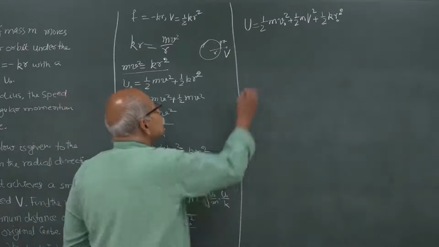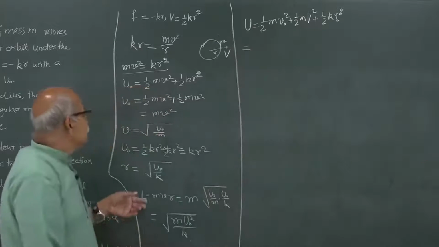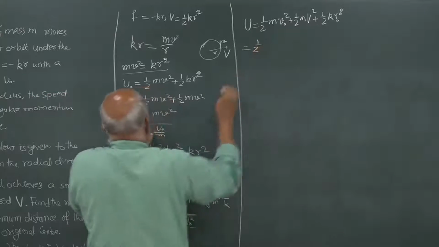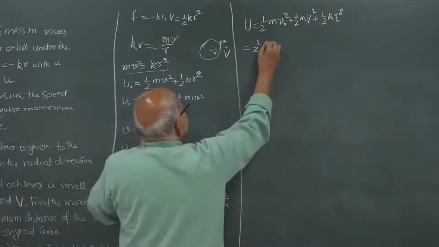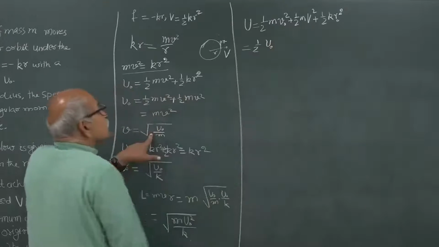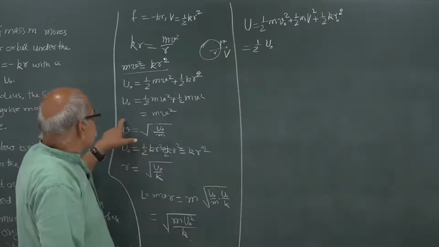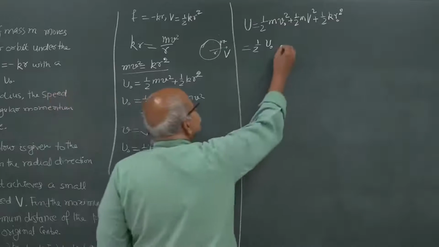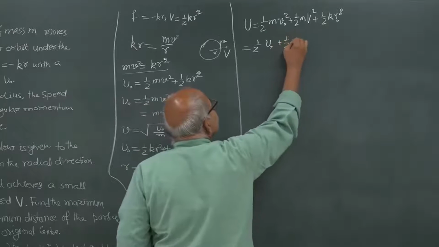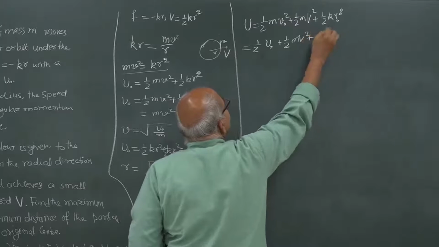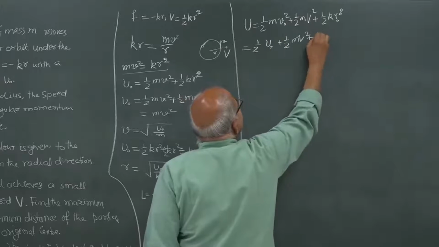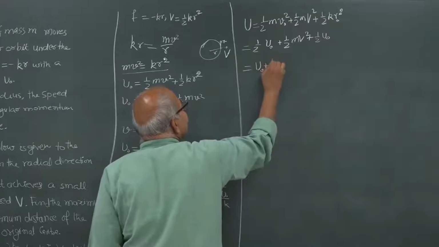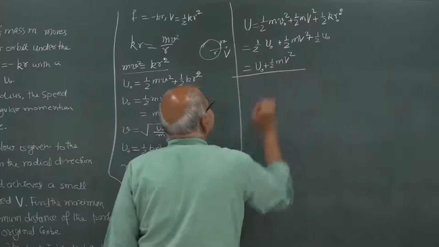We can write the values also. Half m v naught square will be u naught, correct. So, m v naught square will be u naught. So, it is this, and then plus half m v square, it is given to us, and then half k r naught square will again be this. So, it is again half u naught, and you have just increased the energy by this half m capital V square. So, this is the energy.